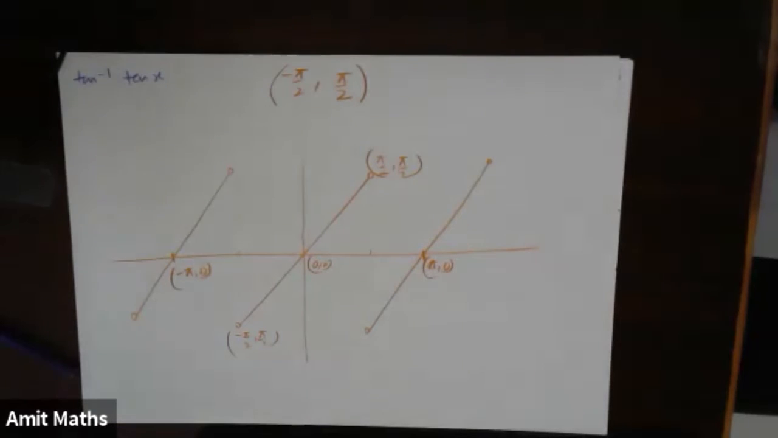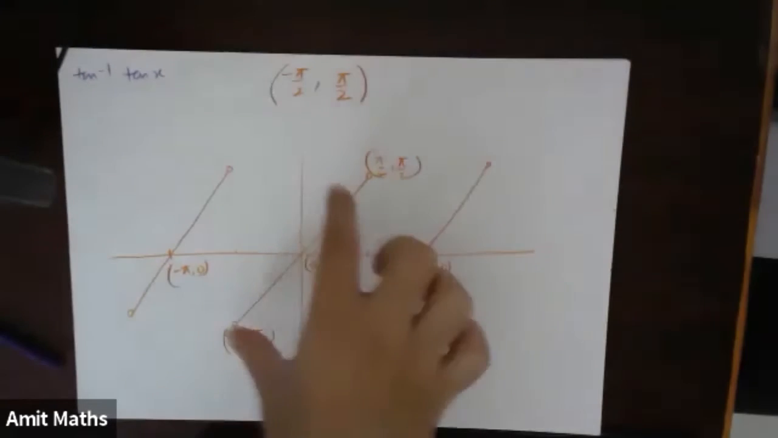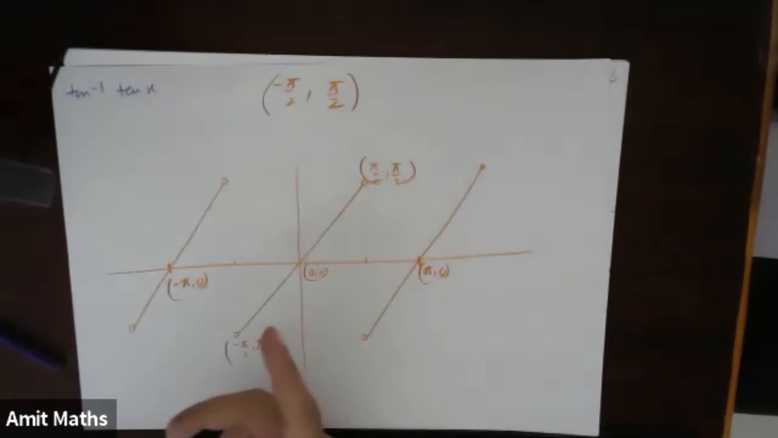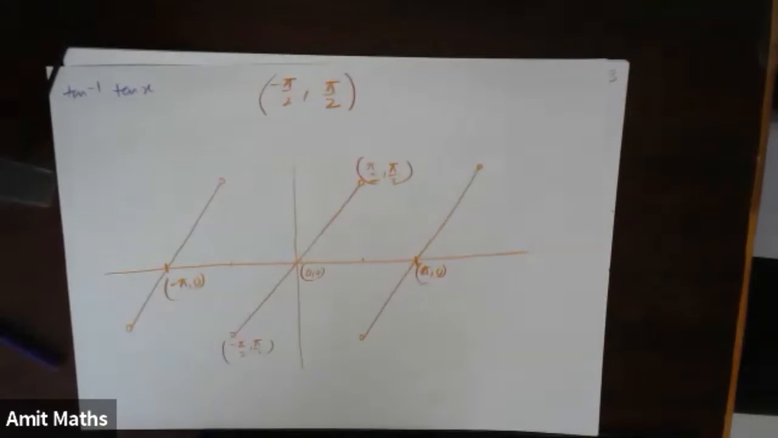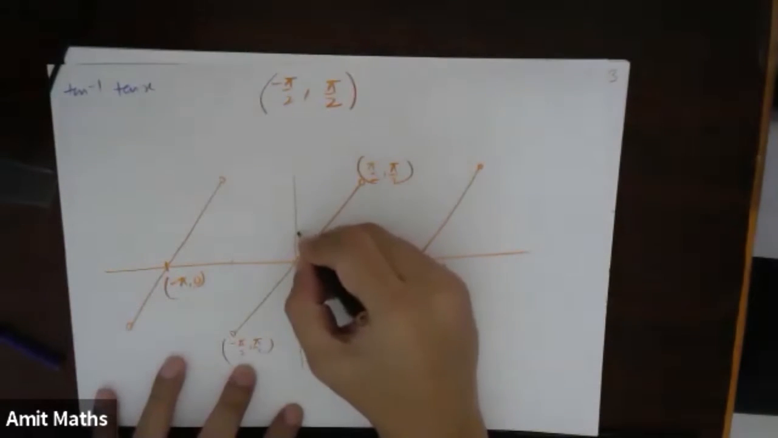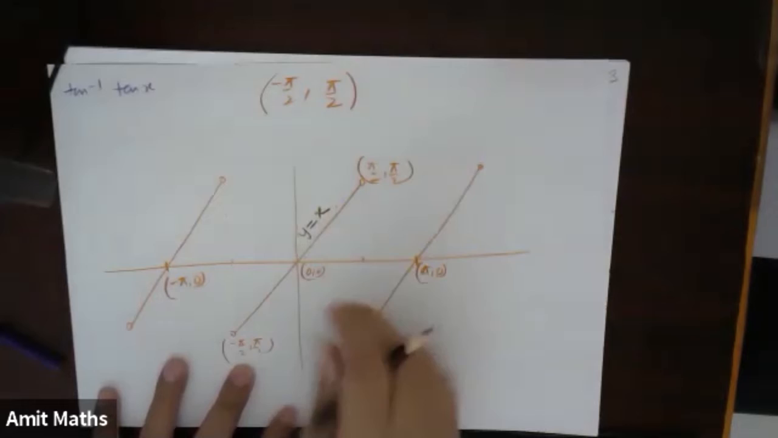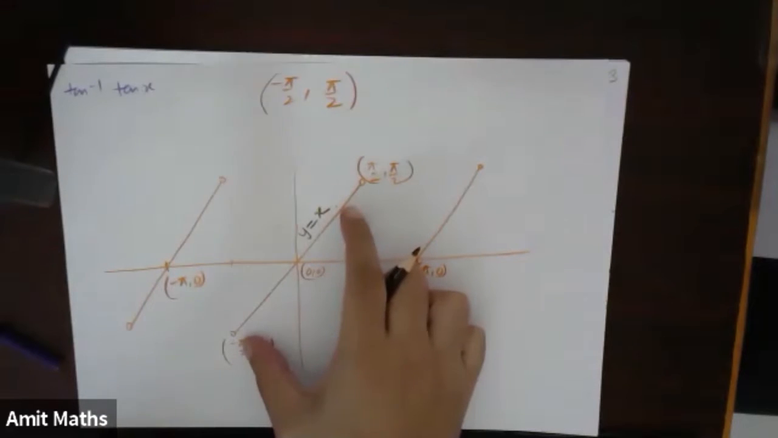Okay, now see, suppose somebody is asking us to name these lines. The simplest line is this one. So the name I can give to this line is y is equal to x. This line is y is equal to x, right?